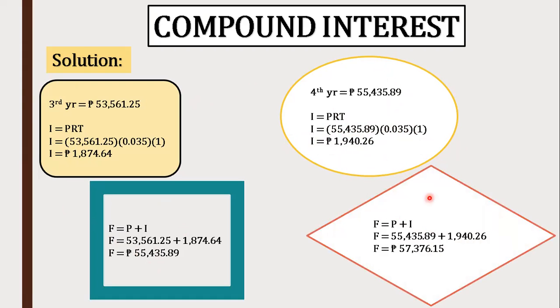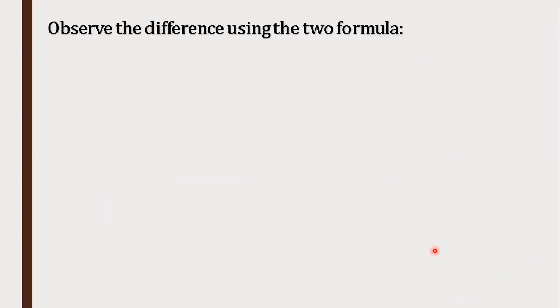Yes. And solving for the future value, we have F is equal to P plus I. That's 55,435.89 plus 1,940.26. When you add both of them, you will get 57,376.15 for the future value of our fourth year. And that stops our compound interest for the future value.